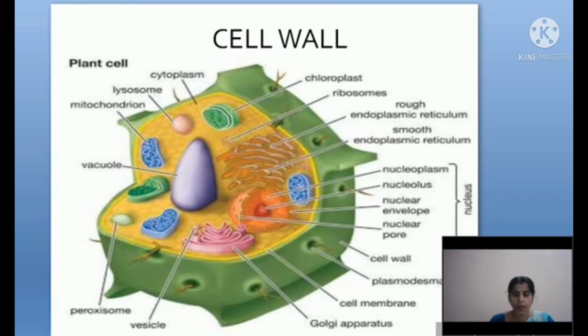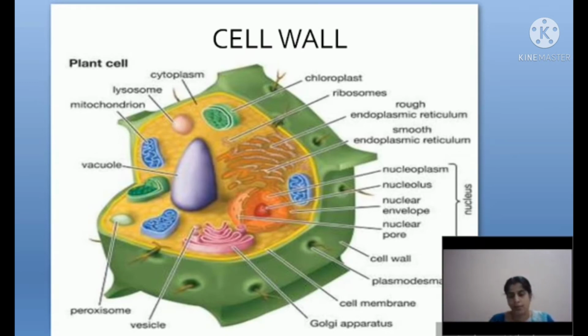Yes, the cell wall is an addition to the plasma membrane, and it is non-living, and it gives the rigidity and shape of the plant. Then this cell wall is made up of a complex carbohydrate. It is known as what? Cellulose.